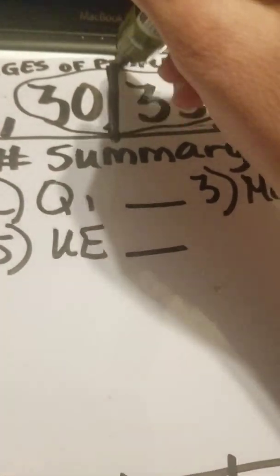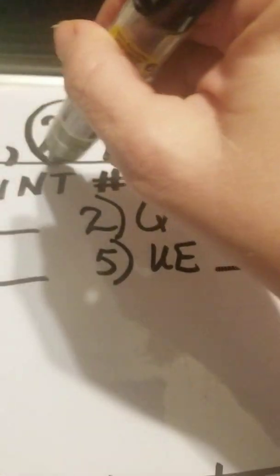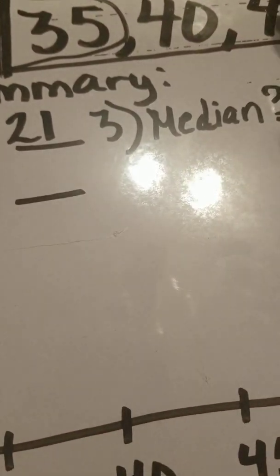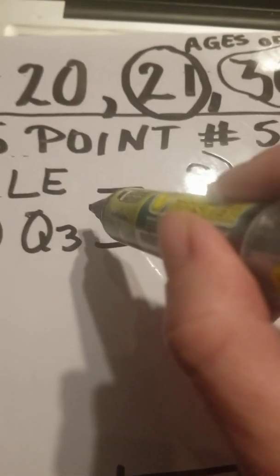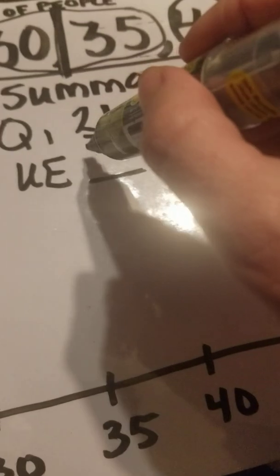All right, our median's right here. Now we have to find the median of the lower data. I have a 20, a 21, and a 30, so 21 is the median of the lower data. We call that Q1, or the median of the lower data, 21. Then we look at the upper data, and we have 35, 40, and 42. So 40 will be our Q3, the upper median. Our lowest extreme value, or minimum value, is 20. Our highest extreme value is 42.